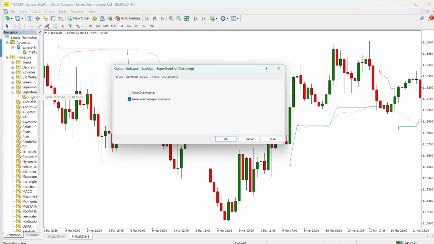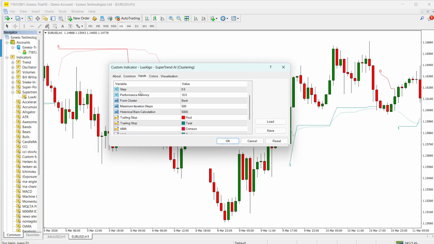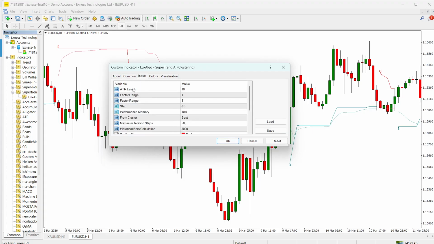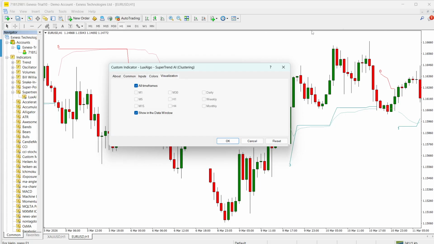As for the indicator settings, let's see what we have. All right, so here we have the ATR length, factor range, step, performance memory. You can set your trailing stop color, candle coloring, and then show signals. You can choose your preferred colors and trade in your preferred time frames as well.